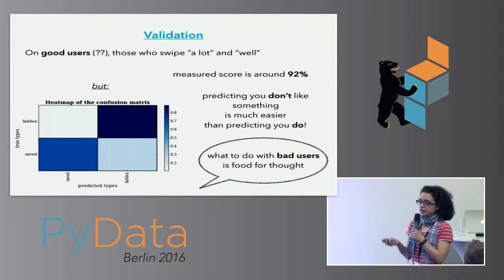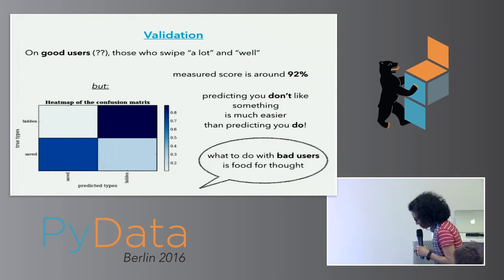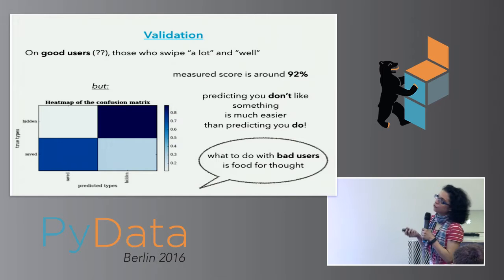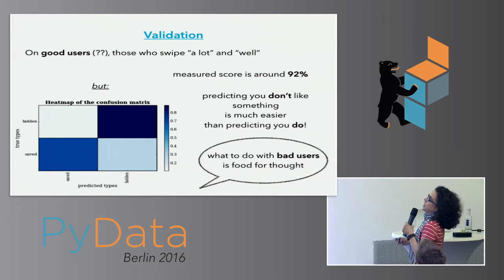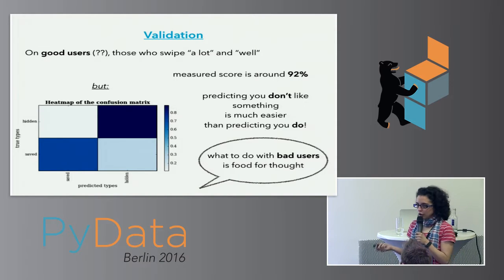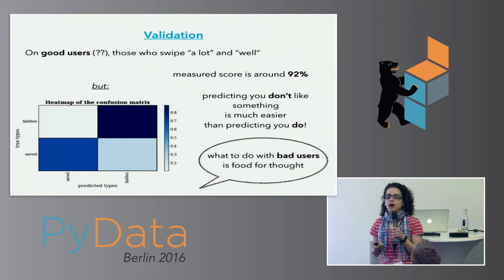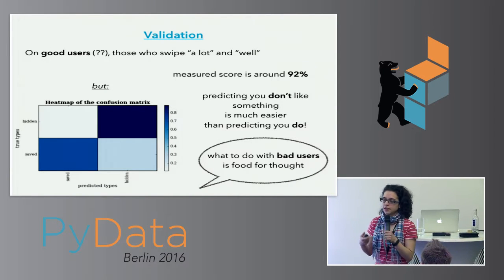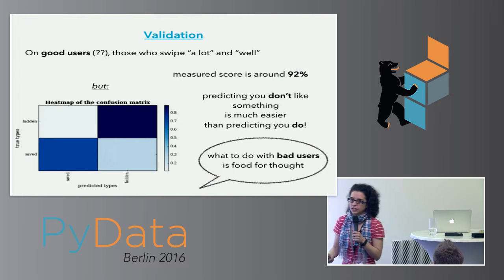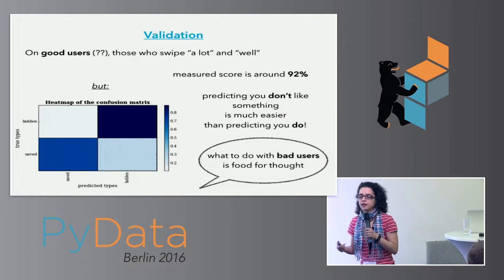Now, how do we validate this? Well, it's a little bit tricky. So on the good users, whatever that means, and what that means is that they swipe quite a lot, but they also swipe well in the sense that they give us enough data on each brand, enough data on each type, enough data on each keyword and color.